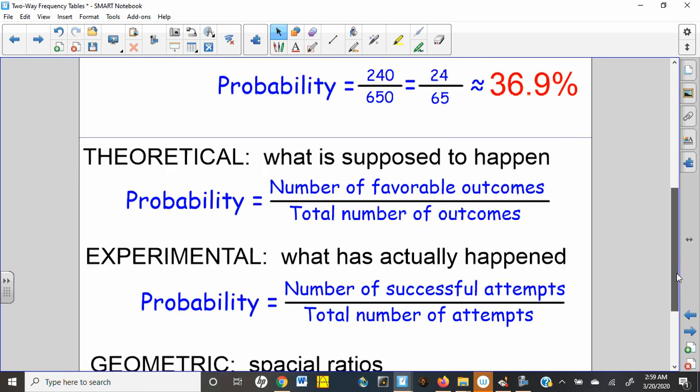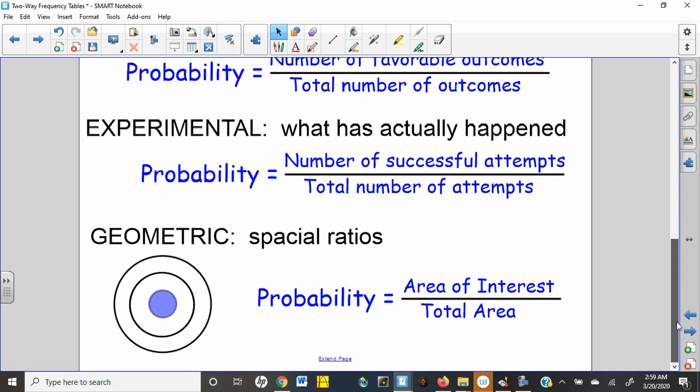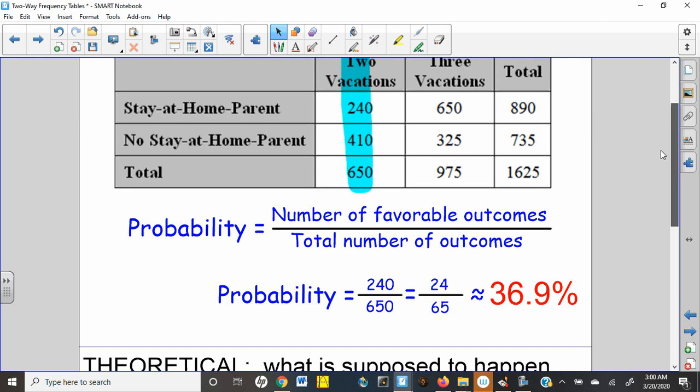And then there's also geometric probability, which is based on some kind of spatial ratios. Like area is the most common one. So if I wanted to know that a dart randomly hitting this dartboard would land in the bullseye, I would want to do the area of the bullseye circle divided by the total area of the entire board. So those are the three primary types of probability that you do see.